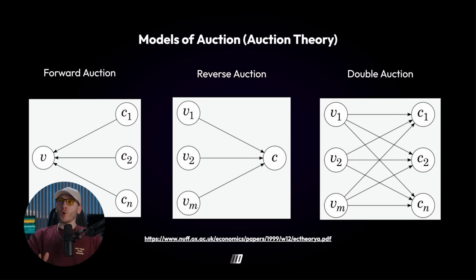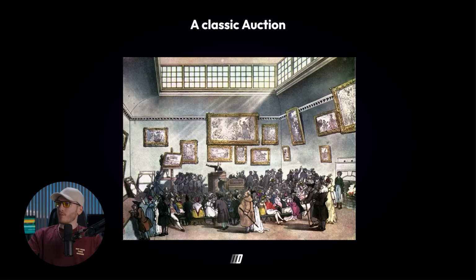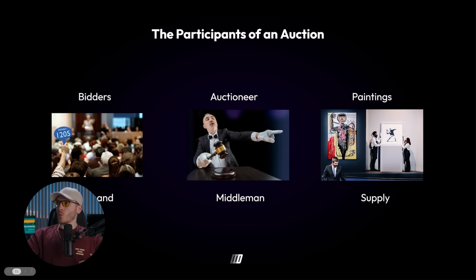So in the theory of games, auction theory has typically 3 models of auction: a forward auction, which is the classic auction, a reverse auction where sellers compete for buyers, and then you have a double auction, which is something more similar to financial markets. In a classic auction, you have the paintings, you have the auctioneer, and you have, of course, all the rich guys wanting to buy the painting. So we can divide the participants of an auction into the bidders, which are the demand, the auctioneer, which is the middleman, and the paintings themselves, which are the supply.